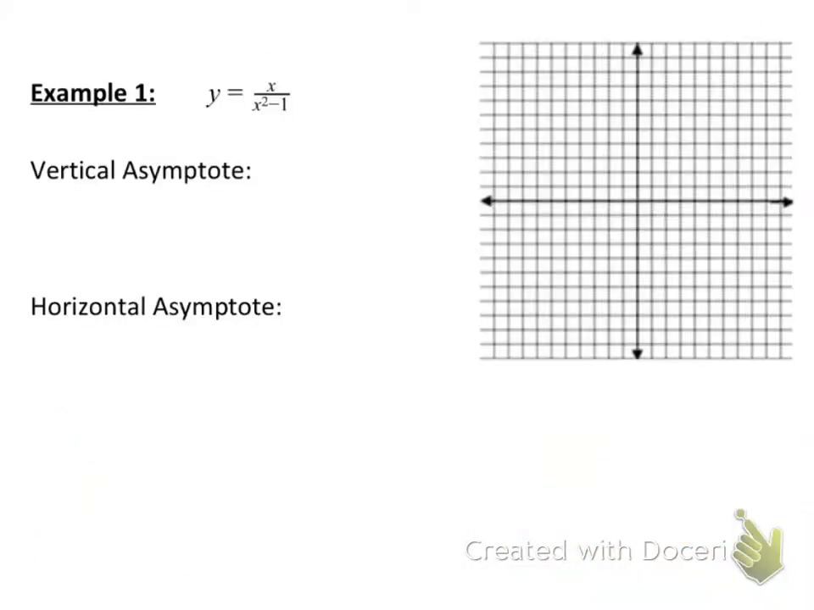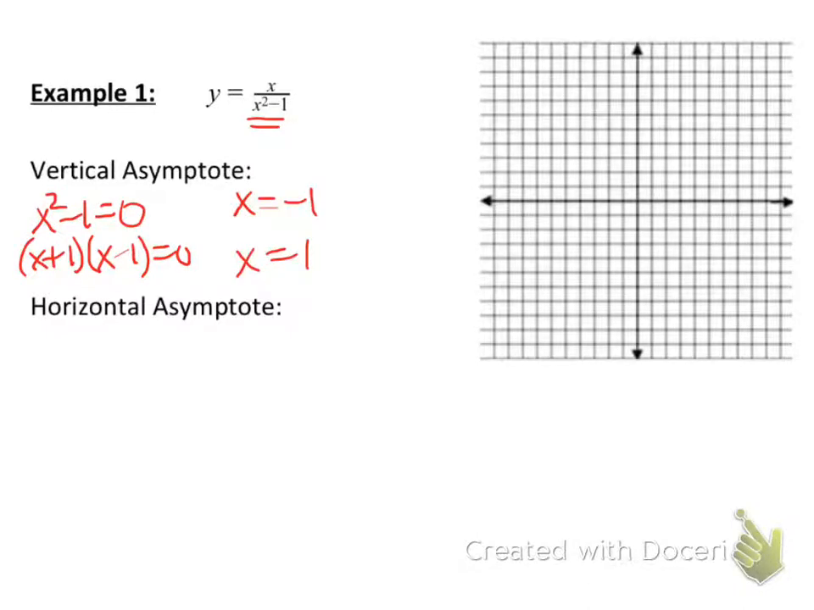So now let's take a look at a couple examples. In this first example, we're going to find our vertical asymptote. So we're going to set our denominator equal to 0. And if we solve that or factor that, we can get x equals -1 and x equals +1. Remember, these are vertical lines, so let's go ahead and graph those vertical asymptotes.